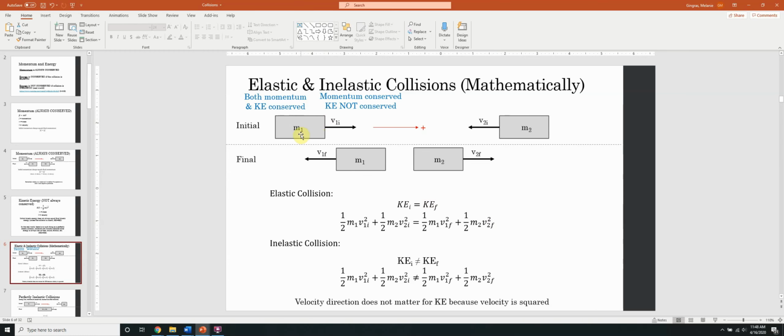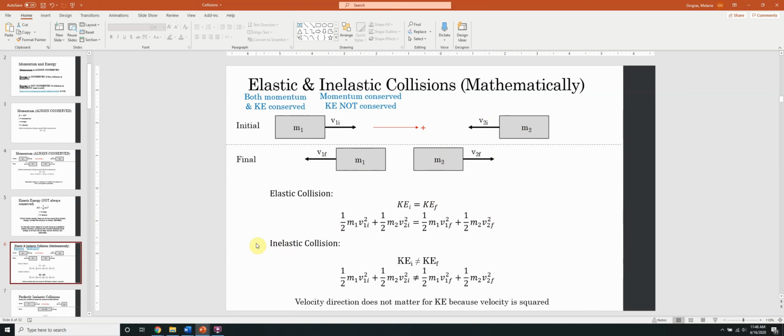M1 is initially traveling with V1 initial. M2 is initially traveling with V2 initial. Then after the collision, they hit each other and they both rebound. So M1 is traveling at V1 final after the collision, and M2 is traveling at V2 final after the collision, right? So you can see all of those terms in this equation here.